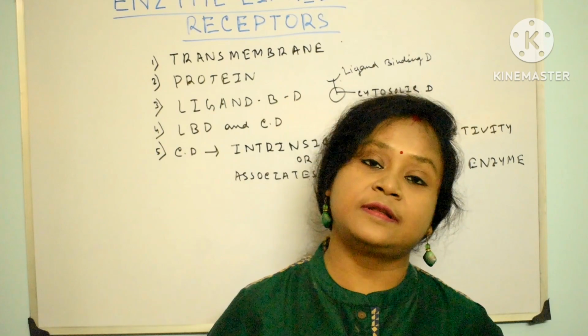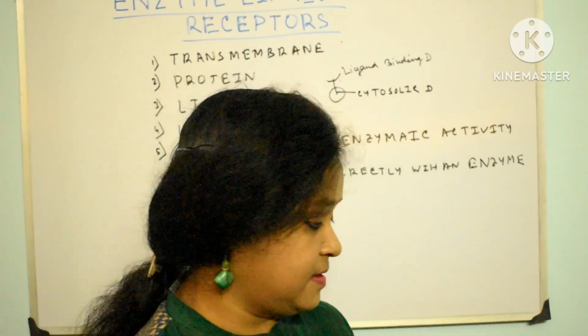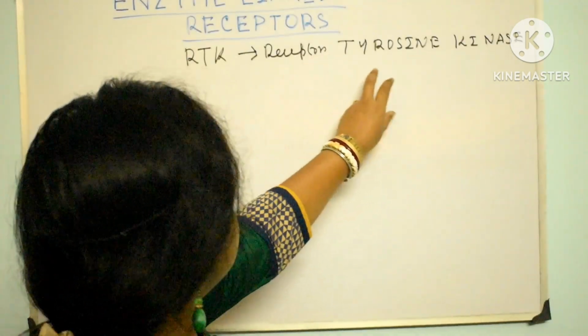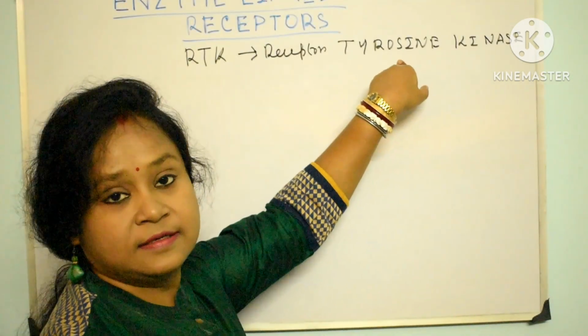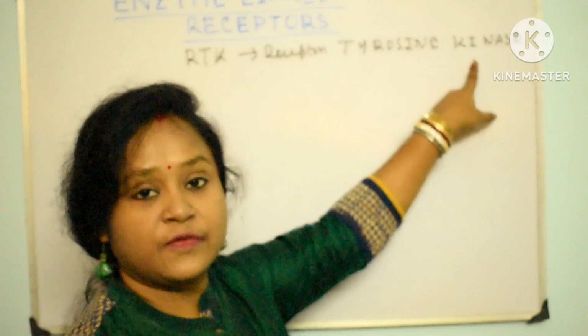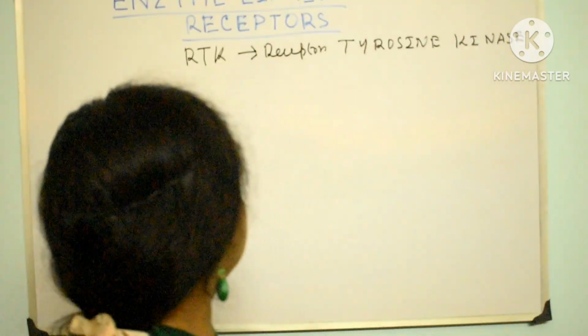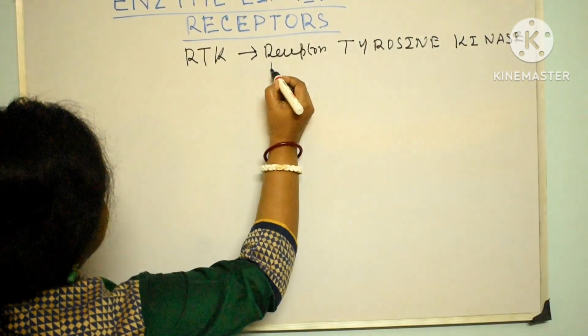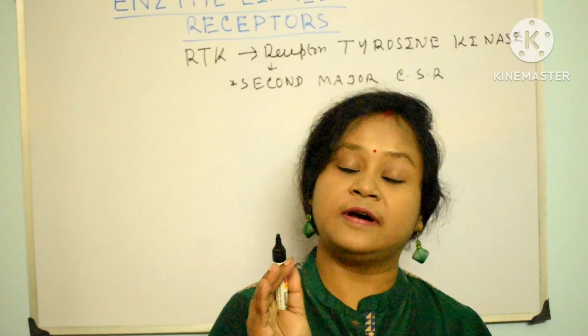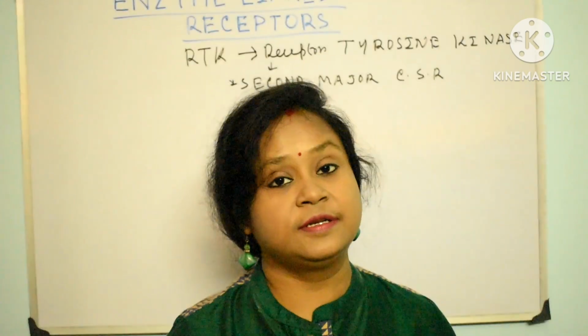Now let's concentrate on RTK, receptor tyrosine kinase. Receptor means this one is a cell surface receptor, common knowledge. Tyrosine means amino acid residue, as we all know, and kinase means an enzyme that adds a phosphate group, and it is an enzyme and protein in nature. This is the second major type of cell surface receptor, and the first major type of cell surface receptor is GPCR. I have already discussed it.